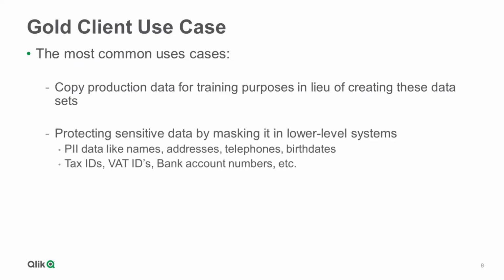And finally, Gold Client also provides some additional functionality for protecting sensitive data by masking it so that it's not at risk in lower-level systems, where users typically have greater access. A few examples of sensitive data would be PII data and things like tax IDs and bank account numbers.